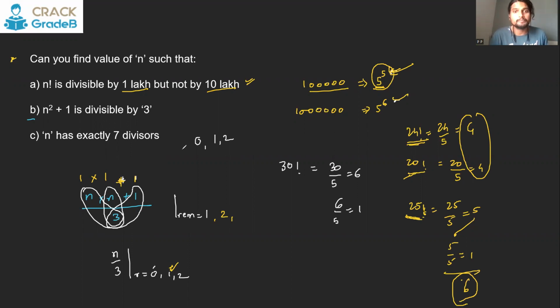And the last case, if this remainder is 2, that means this remainder is also 2. This individual remainder is 2, and this individual remainder is also 2. 2 into 2, 4. 4 plus 1, 5. And 5 means the remainder is going to be 2 again, because once you divide 5 by 3, the remainder is going to be 2. This we are going to see in detail in the topic remainder theorem.